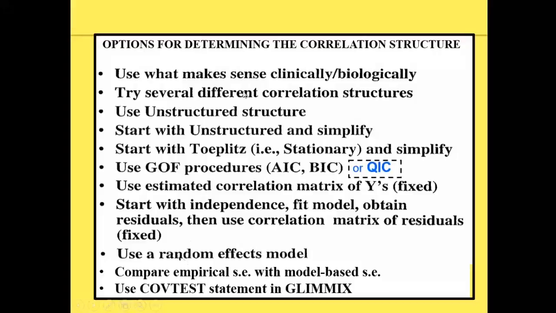Another choice, which I didn't even get into, is that if you're choosing the right correlation structure, maybe you have to decide whether to use fixed effects and random effects. Should you have random effects? What random effects should you have in the model? So you might also consider random effects to help you decide what the correlation structure is. Now, it's getting to be a mess. I already said compare empirical versus model-based, and the last thing on this list is to use the Covtest statement in GlimMix to help you test some hypotheses about the correlation structure.